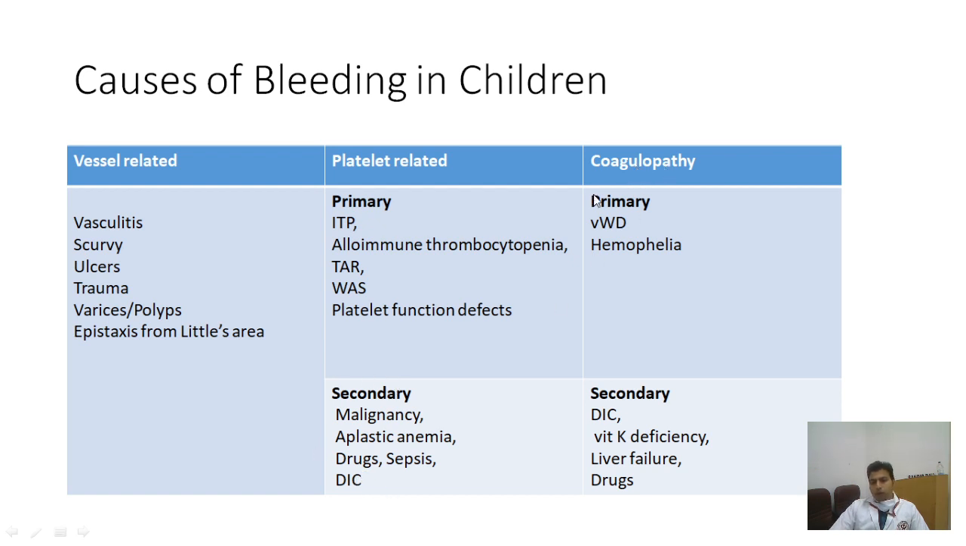And the coagulation problems: von Willebrand disease due to a defect in the von Willebrand factor, hemophilias that we are aware of, and secondary defects in coagulopathy could be due to liver disorders, drugs, DIC, or vitamin K deficiency.